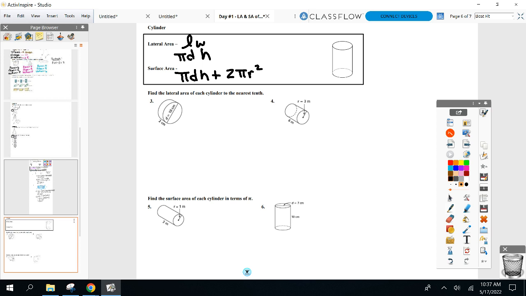All right? So what do you say we blitz through these so I can get to how we end every class from now on? Lateral area of a cylinder to the nearest tenth. Pi dh. What's the diameter? 10. And height? 2.